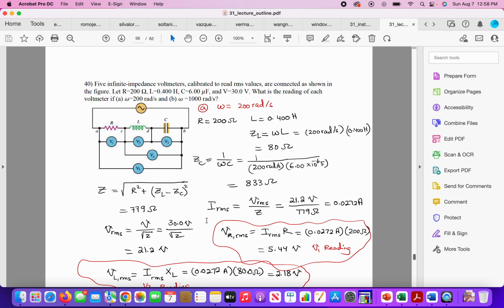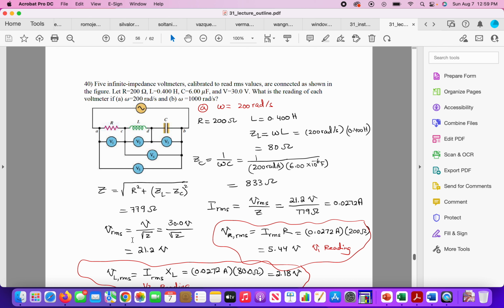I can calculate the IRMS value based on VRMS divided by Z. I have the voltage amplitude as 30. Therefore, I can calculate VRMS as V divided by the square root of 2, and from that I got VRMS as 21.2 volts. I calculated IRMS as VRMS, 21.2, divided by the whole impedance, and this gives me the current, which is 0.0272 amperes.